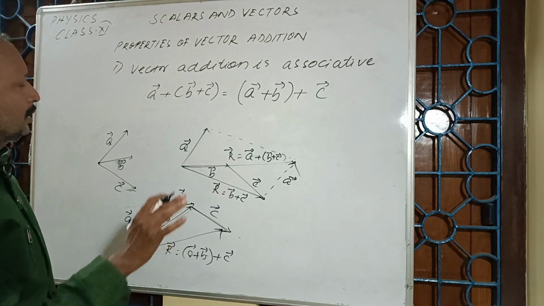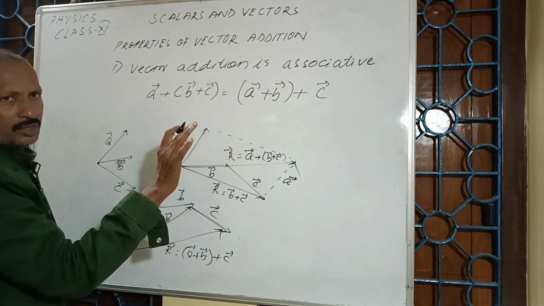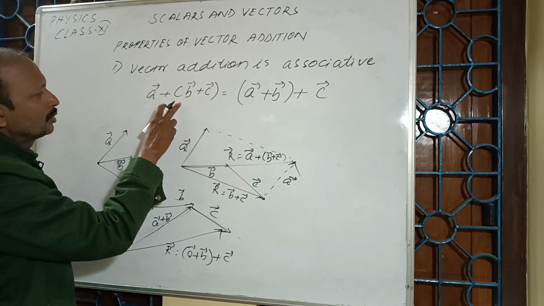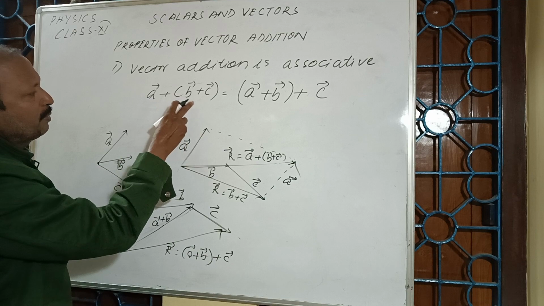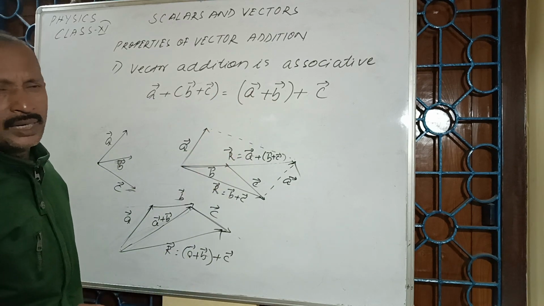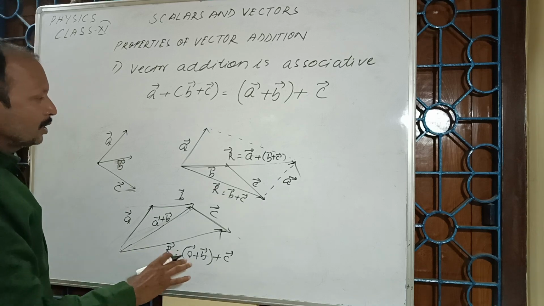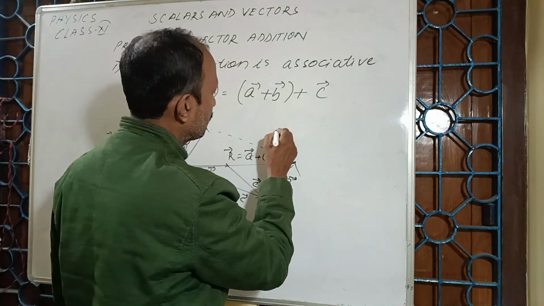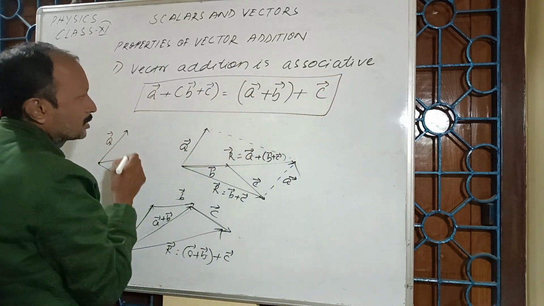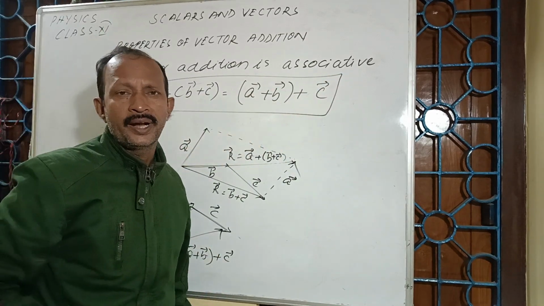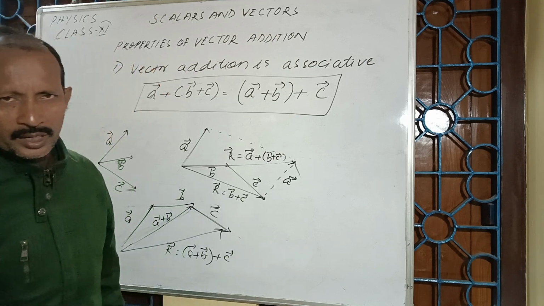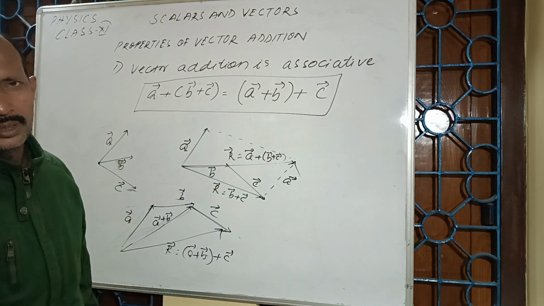So here pairing does not matter. A may be paired with B, or B may be paired with C. It does not matter. So here we found that this law is satisfied. I hope that you might have understood this concept clearly.